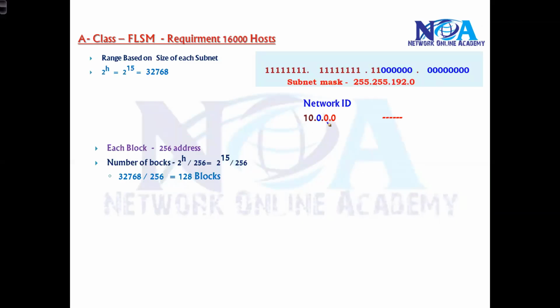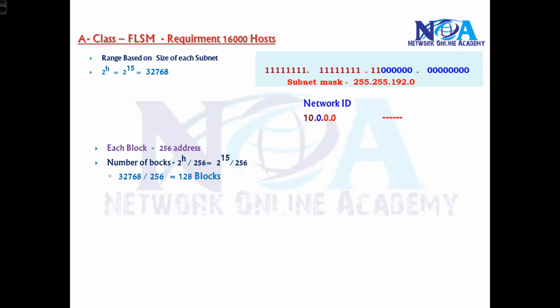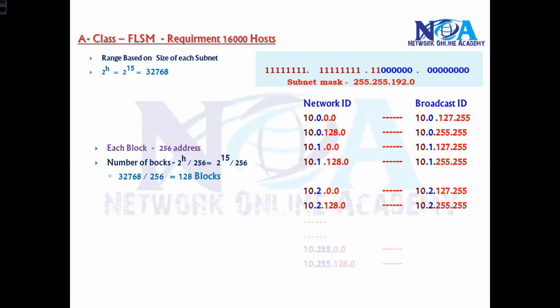I'm going to write 10.0.0.0 and the next network will be 10.0.128.0, which means the first will end on 10.0.127.255. Then again plus 128, it will become 256, but we don't have 256, so this will start with the next range, 10.1.0.0. The first range ends on 10.0.255.255, and the next starts on 10.1.128.0. Like that, we again have to write with 10.2, 10.3, 10.4, like that. We need to just keep on writing like this.